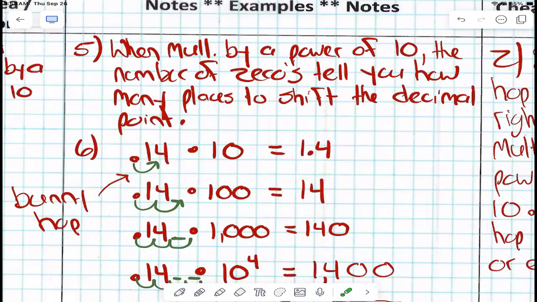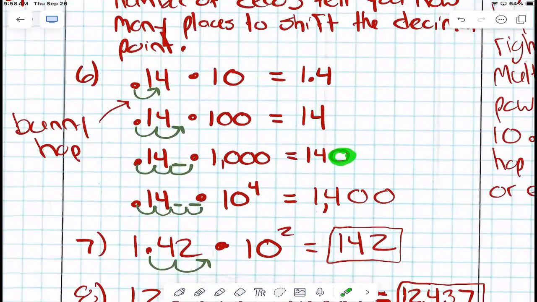How many zeros are in 1,000? 3. How many bunny hops are we going to make? 3. Now, I have a missing number here. What do I put if I have a missing number? A place value holder. And what's a place value holder always going to be? 0.